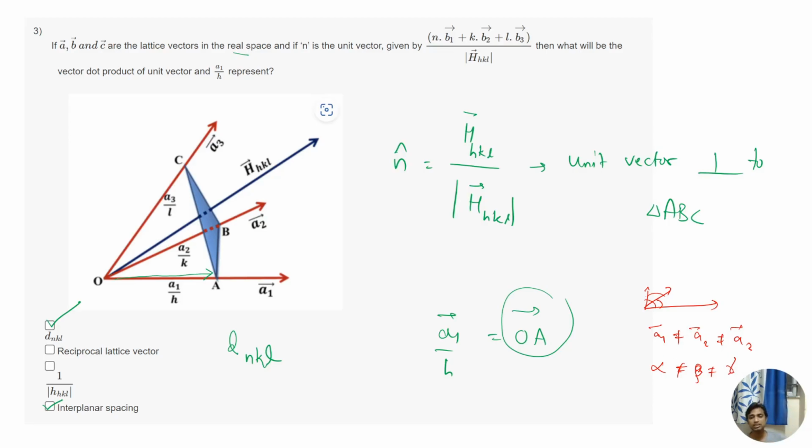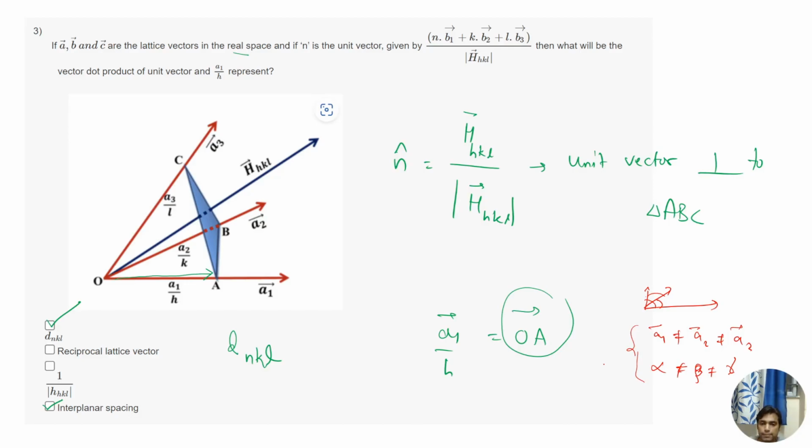If they are equal, then there are different nomenclatures. Like if alpha is equal to beta, then you will get into some other categories, a different structure. Usually, if they are not the same, then we say that it is triclinic.